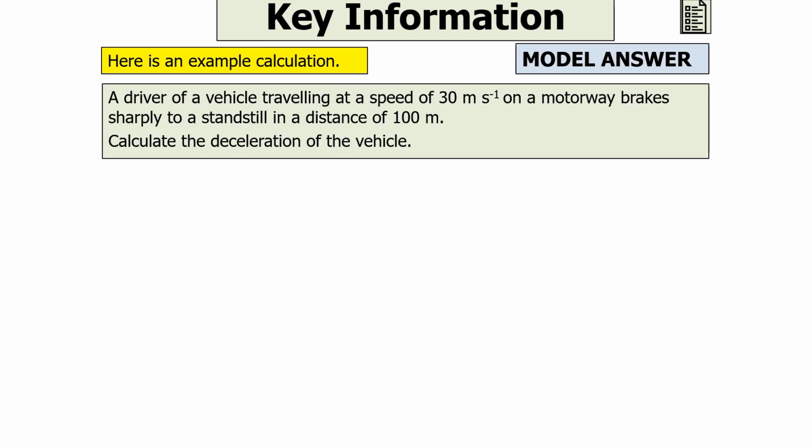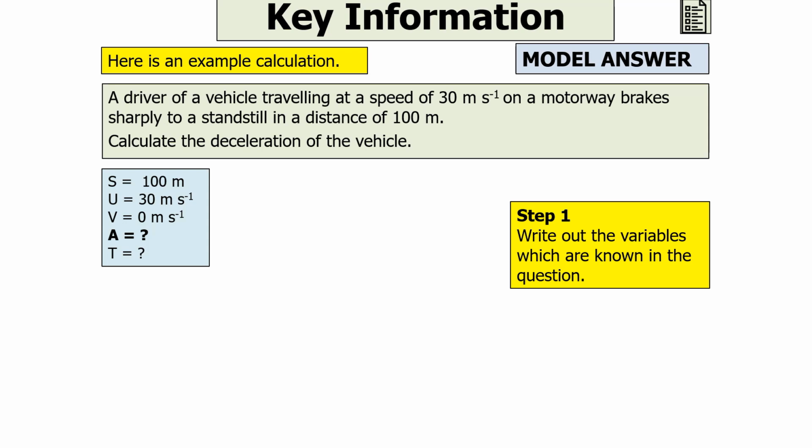So let's have a look at another example calculation. A driver of a vehicle travelling at a speed of 30 meters per second on a motorway brakes sharply to a standstill in a distance of 100 meters. Calculate the deceleration of the vehicle.